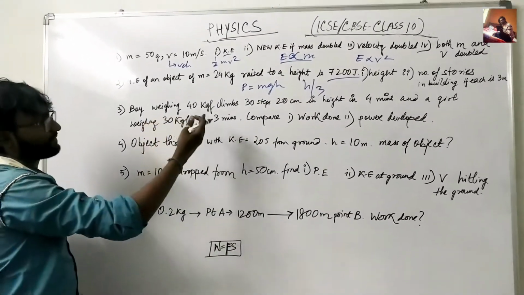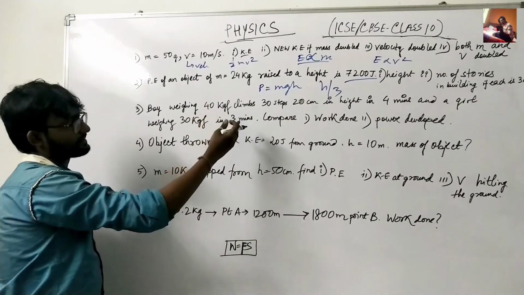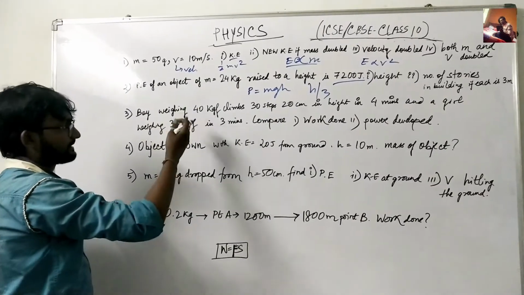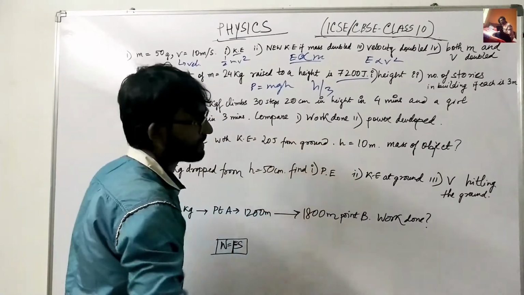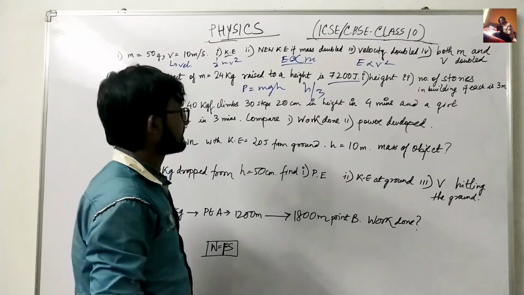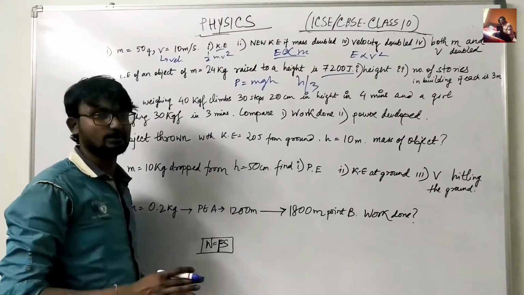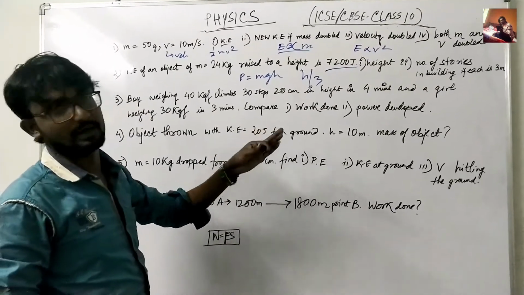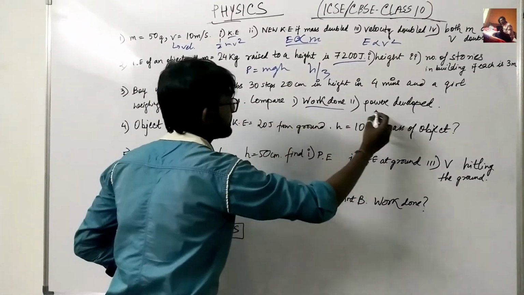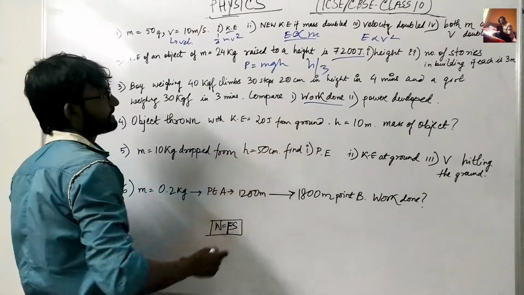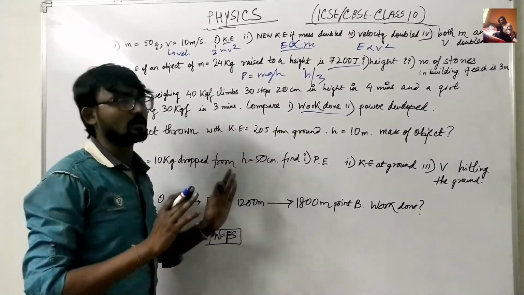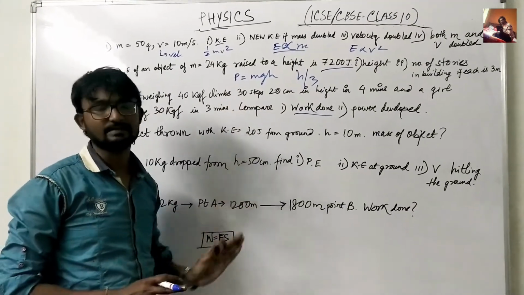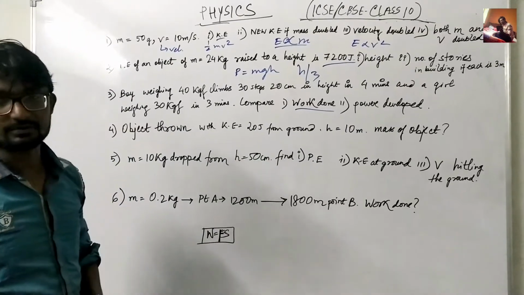Now third, a boy weighing 40 kilogram force climbs 30 steps of 20 centimeters in 4 minutes, and a girl weighing 30 kg force in 3 minutes. Compare the work done and power developed. This sum I will not tell you anything, because you need to do it yourself. For power developed, you can use the formula W by T. Once you find the work done, power is equal to W by T. Work done is equal to energy. Over here height, distance and weight are given, so you have to use the potential energy formula.